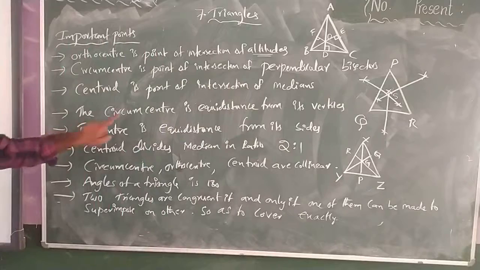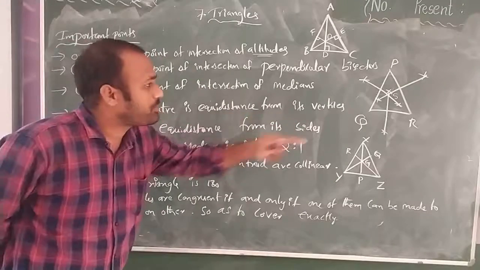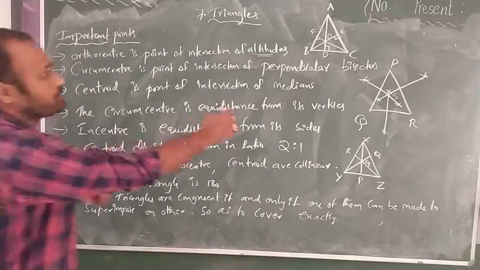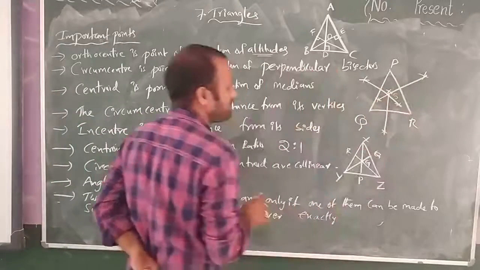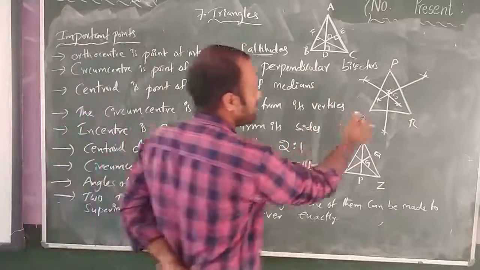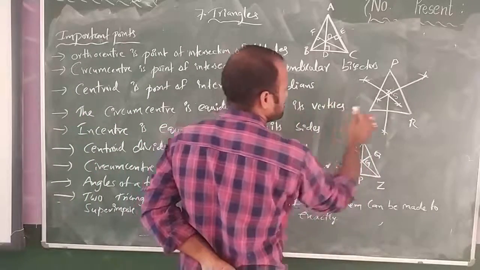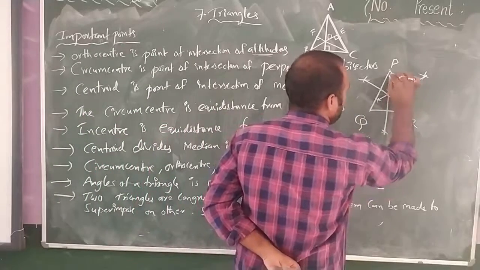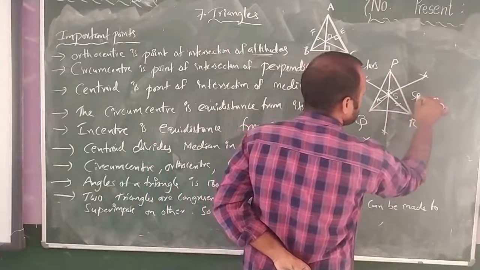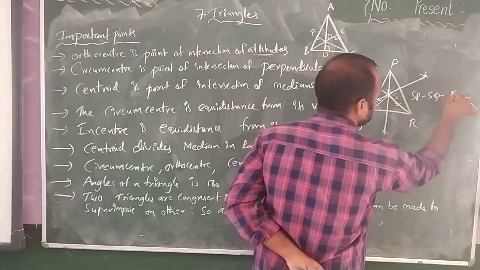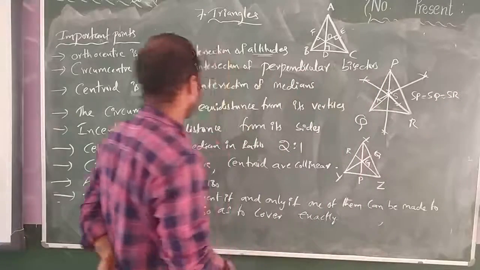Next, the fourth point: the circumcenter is equidistant from its vertices. As I have said, the perpendicular bisectors whatever we are drawing, we are going to get the circumcenter. So this circumcenter will be equidistant from its vertices. It means SP, SQ and SR are all equal. SP is equal to SQ is equal to SR.